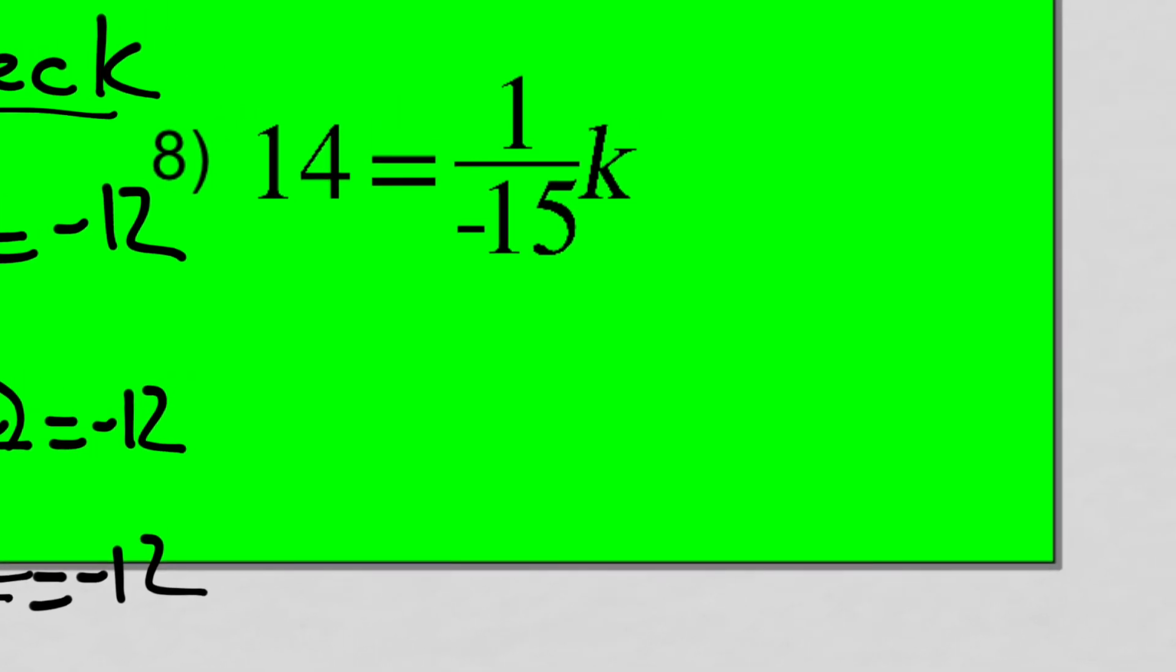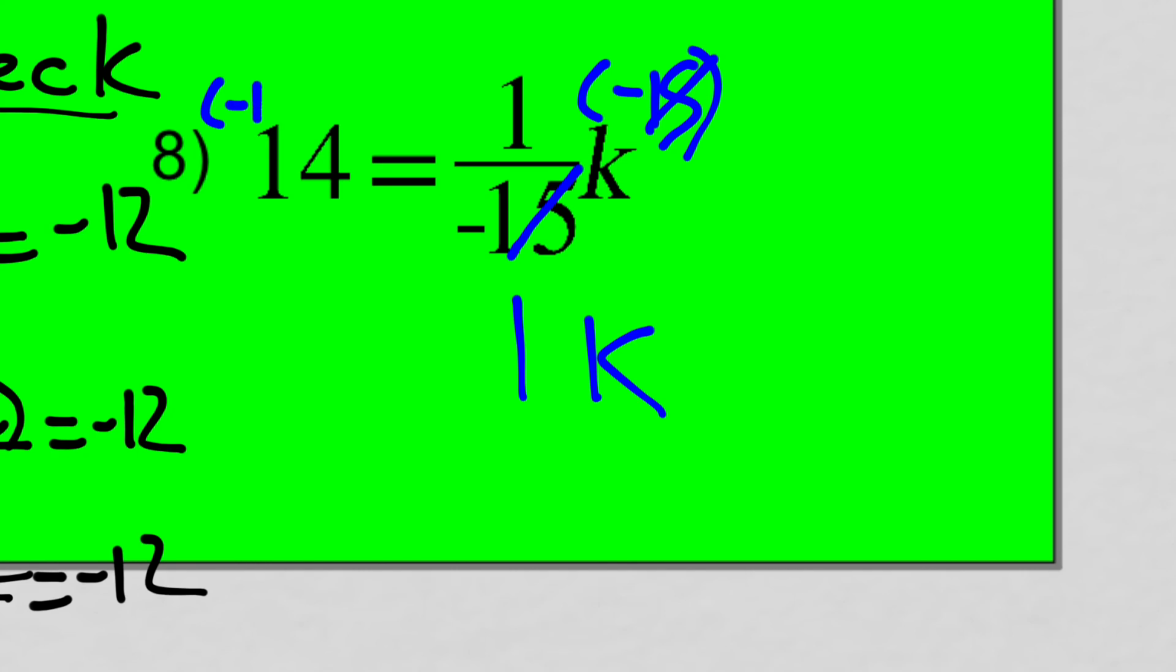Number 8. 14 equals 1 over negative 15 multiplied by k. So I want to know the value of 1k. Well, I'm going to multiply this side by negative 15. It's like canceling. When I have one on top and one on the bottom, I just cancel. And I'm left with 1k, which is exactly what I want. Over here, I don't have a lot of space, but I'm going to multiply this by negative 15. Maybe I'll half and double here.